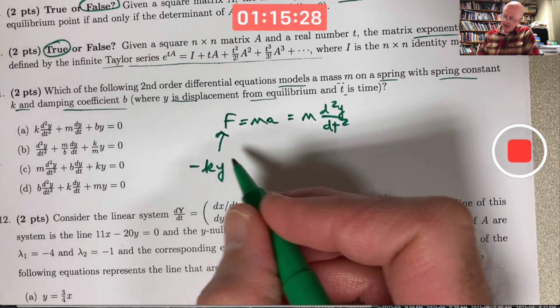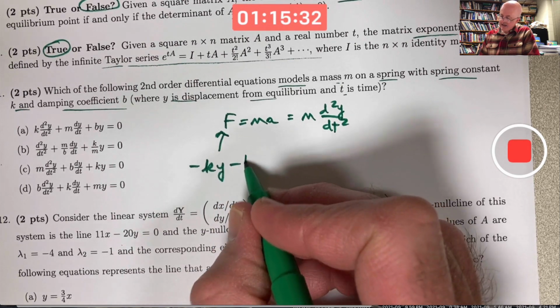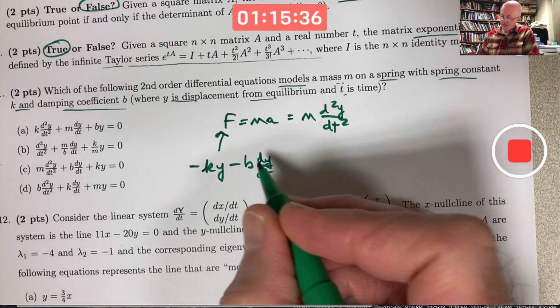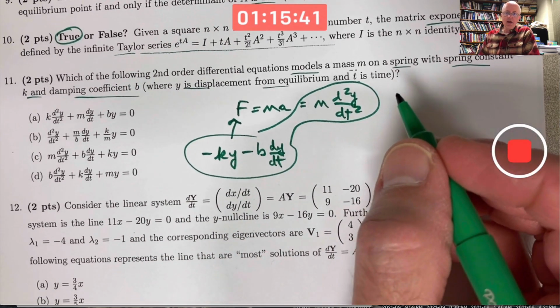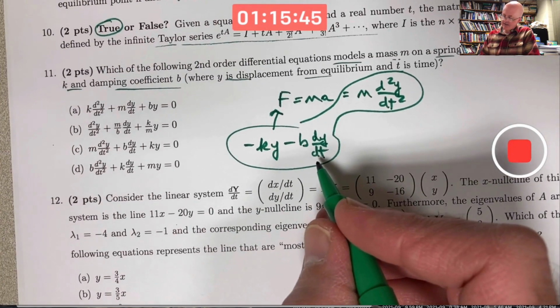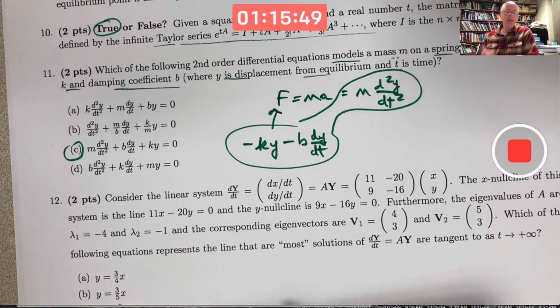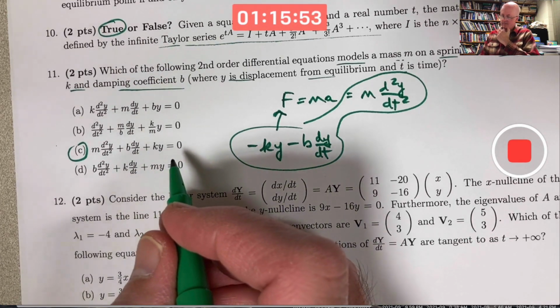And then damping, friction, opposes the velocity. Minus b times the velocity, and the velocity is dy/dt. So the differential equation is ultimately that these things are equal. And if you rearrange by adding ky to both sides and adding b dy/dt to both sides, you'll get 0 on one side. The answer is C. Sometimes we also divide everything by m. It's another way to write it.